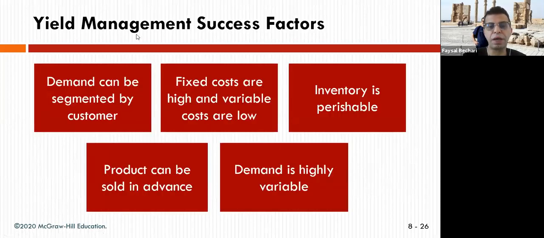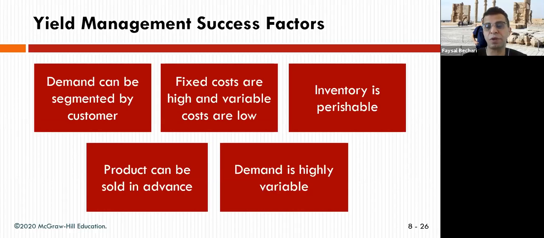Now, in yield management, for success factors, you need to estimate and see whether the demand can be segmented by customer. You need to do that so you can separate, for example in a hotel, family from single people, from events, from business. You also need to have a fixed cost. If the fixed cost is very high and the variable costs are low, this is where yield management is important.